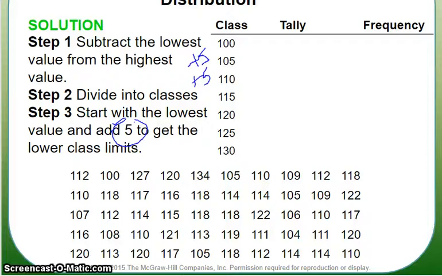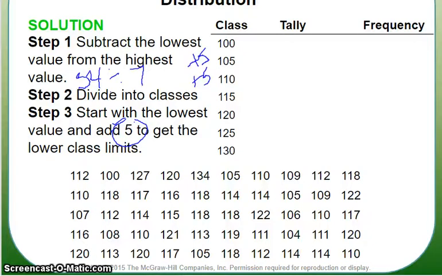Remember, I got that from taking the high minus the low, the 34 degrees, and dividing it by 7, because I wanted 7 classes. So I get 4 point something, and then I round it up to a whole number. When you do this division, you start with 34 divided by 7. Then when you get that number, you round it up, and that's how I got that 5.